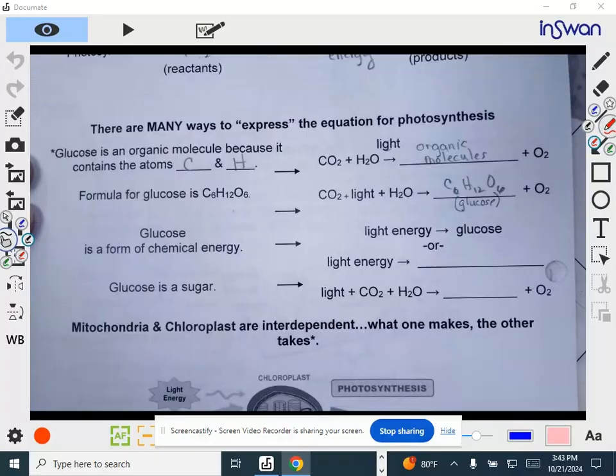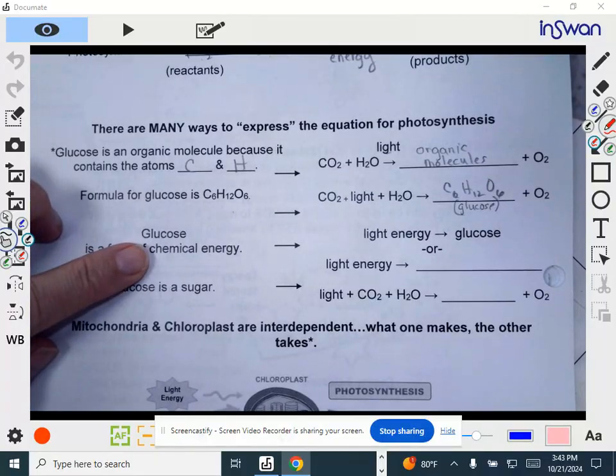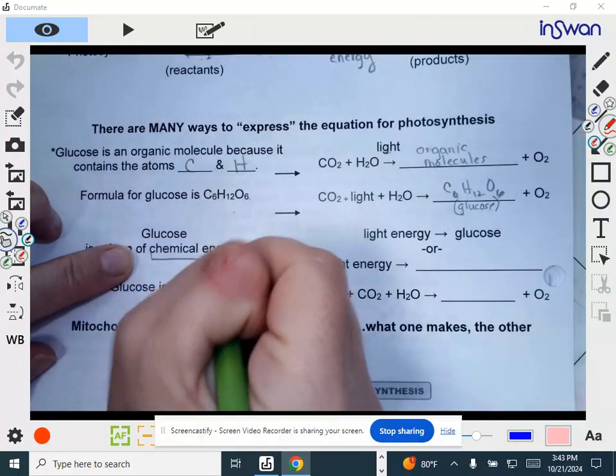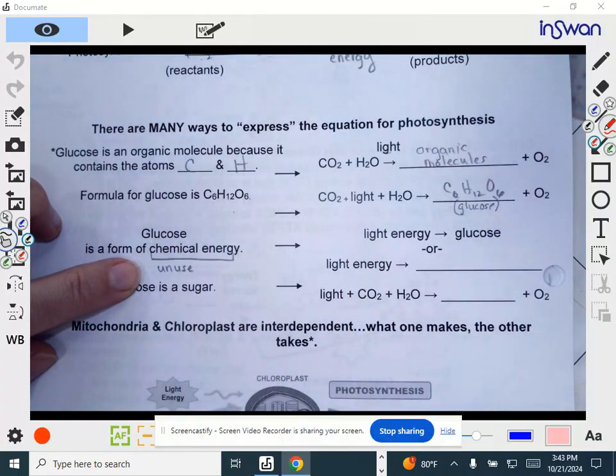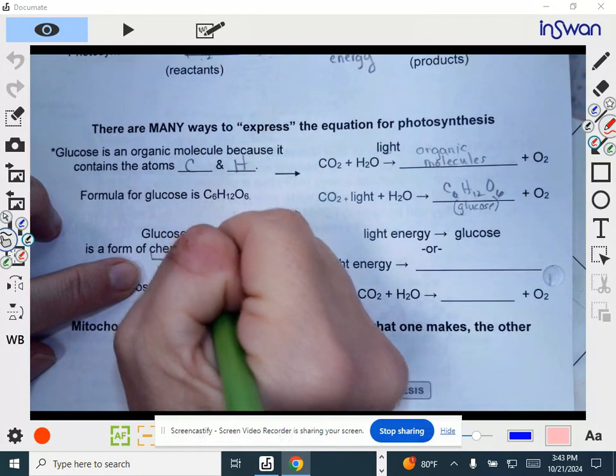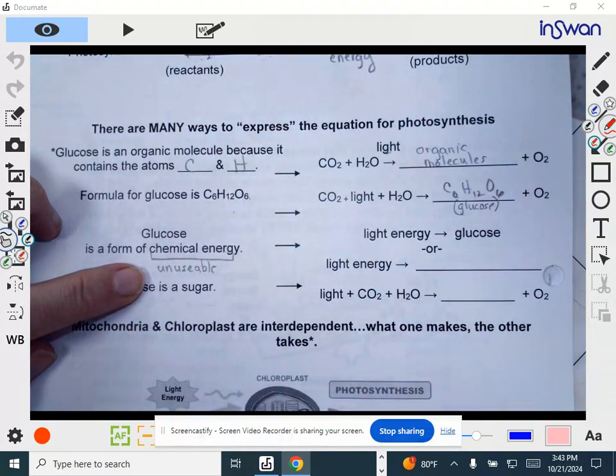Now remember, glucose is a form of chemical energy. It's just in the wrong form. It's unusable for our cells. Our cells can't run off of glucose. Our cells run off of ATP. Just like your car can't run off of glucose. Your car runs off of gasoline or electricity.